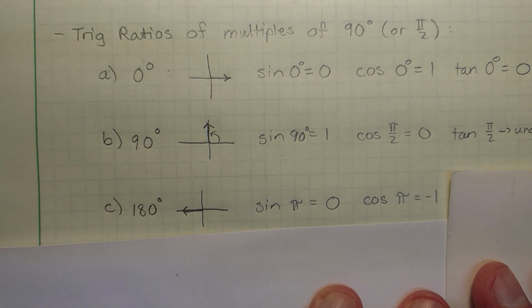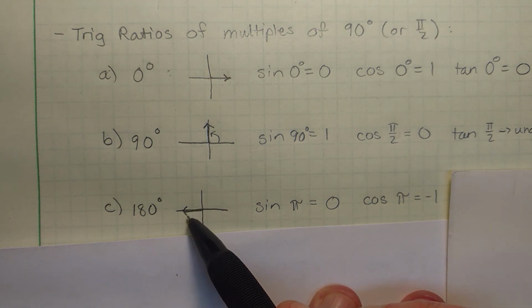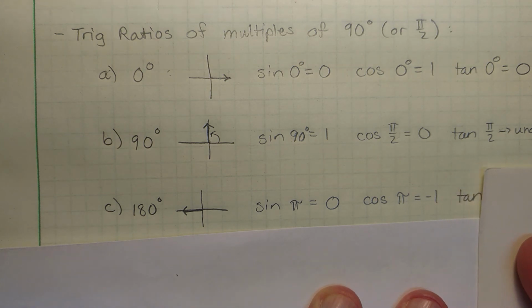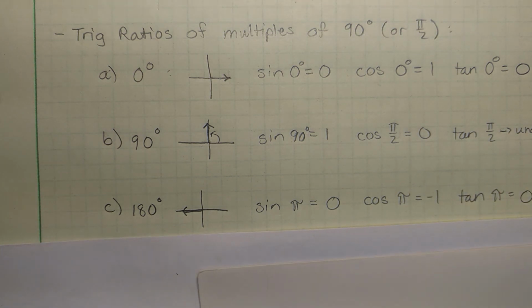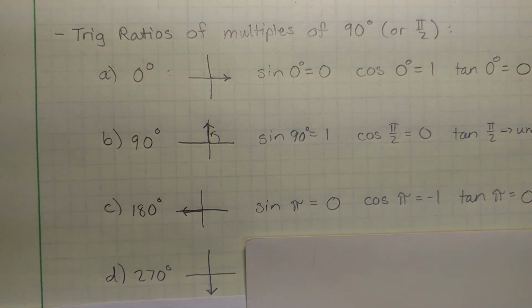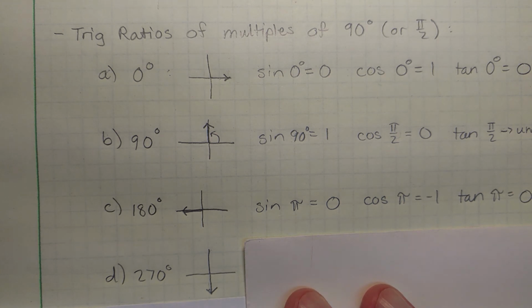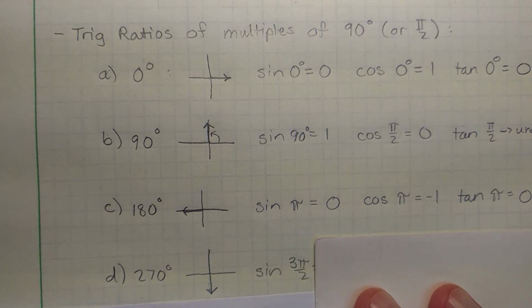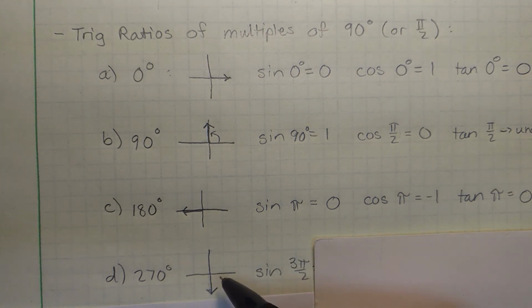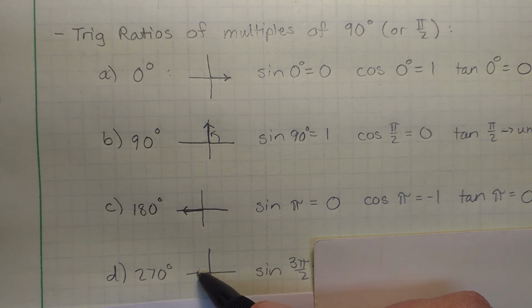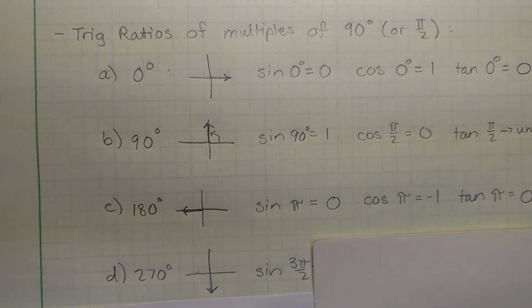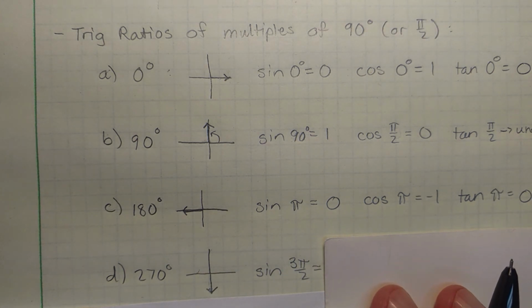And then my tangent, my opposite is 0. My adjacent is some constant, so 0 over something is 0. Finally, let's look at 270, which is the same thing as 3 pi over 2, or 1½ pi. If you want to think of it that way, it's 1 pi for 180, and then another half pi. So that's 1½ pi.